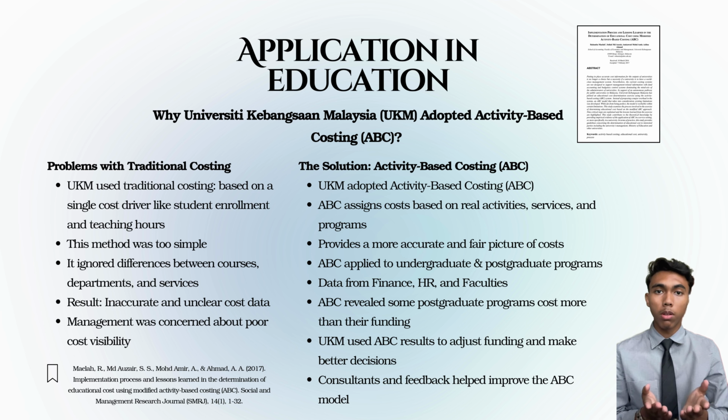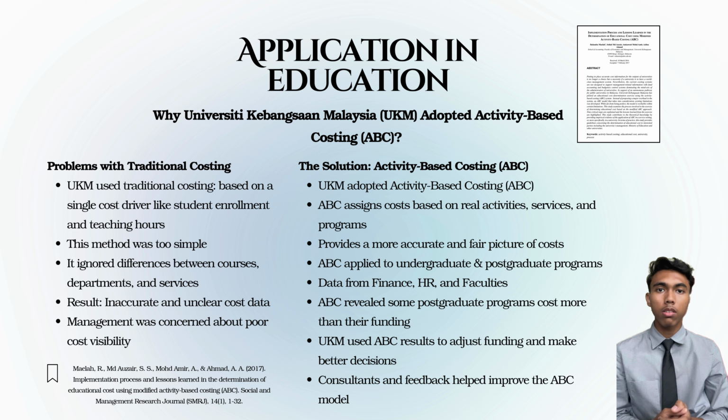To solve this problem, UKM adopted ABC. With ABC, costs were assigned more accurately based on actual activities such as course delivery, research supervision, and facility usage. It was applied to both undergraduate and postgraduate programs, using detailed data from the finance department, HR, and the faculties.